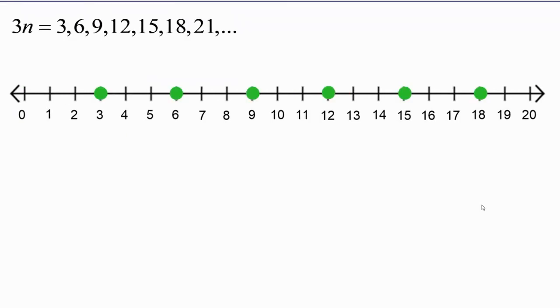Let's take a look at this one. Here's the 3n sequence. This one's counting by threes. 3, 6, 9, 12, 15, 18, 21, and so on. So again, any sequence where the numbers are 3 numbers apart is going to be a 3 times n sequence.